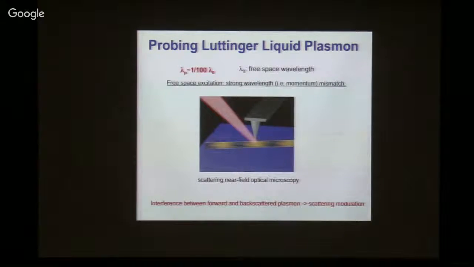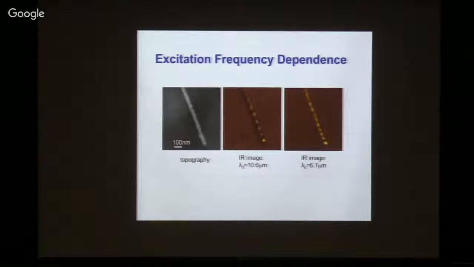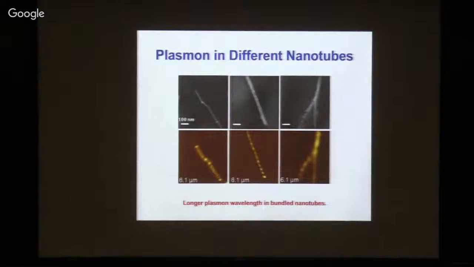We went ahead and did the measurement, and it's really quite amazing that for a single nanotube, where the diameter is 1 nanometer, you can actually see this very well-defined oscillation of the plasmons. From this oscillation, we can directly determine the plasmon wavelength, and from that, calculate the plasmon velocity. Here we show examples where we look at the plasmon excitation in the nanotube with different excitation wavelengths, or look at different nanotubes and see how the plasmon wavelength changes.